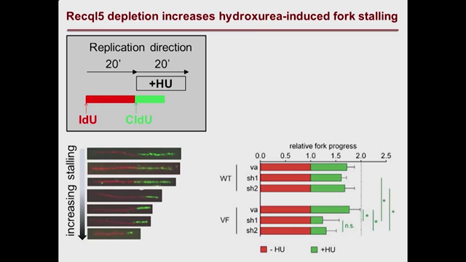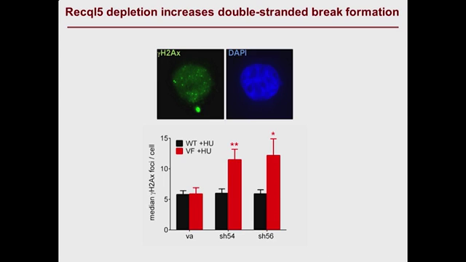We did some other assays, but in the interest of time, I won't show you those. I'll just show you that we looked for double-stranded break formation using gamma H2AX foci, and we saw these increased gamma H2AX foci in the VF cells that were knocked down for RECQL5 in the presence of treatment by hydroxyurea, as shown here.